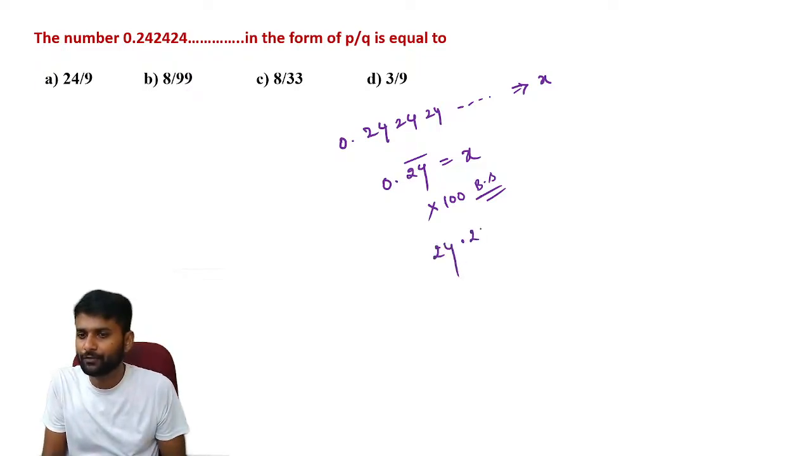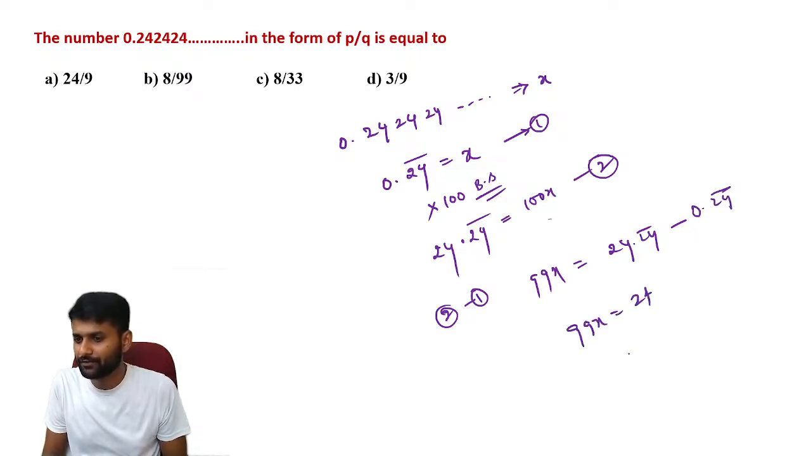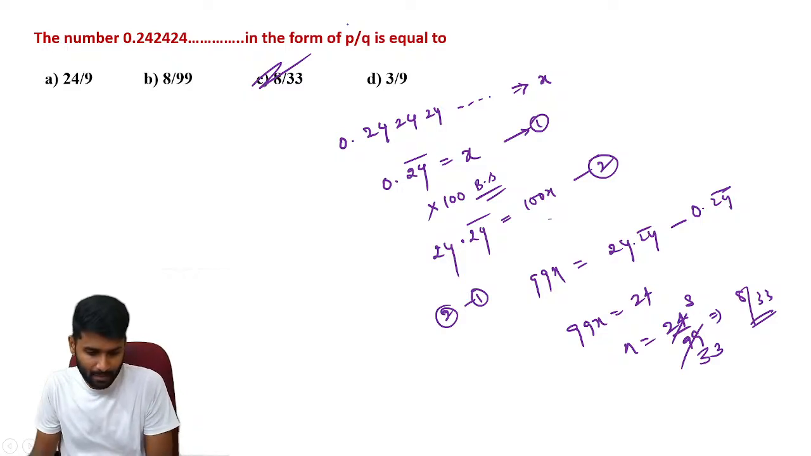Then it becomes 24.24 bar is equal to 100x. Let's consider these as two different equations. Equation 2 minus 1: 100x minus x is equal to 99x. Again 24.24 bar minus 0.24 bar gives 24. Then 99x is equal to 24, so x is equal to 24 by 99. Further calculation: 3 times 8 is 24 and 3 times 33 is 99. Now the fraction value is equal to 8 by 33.